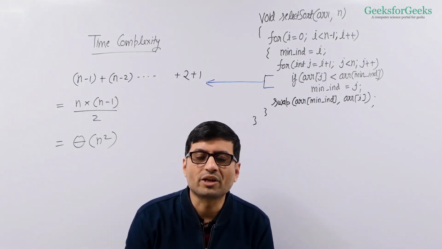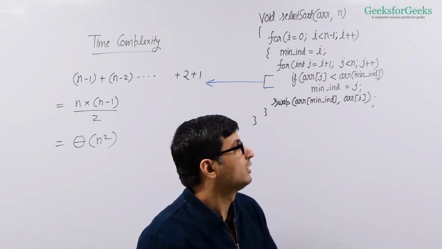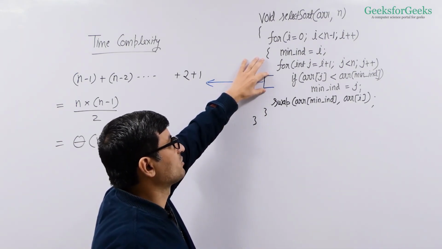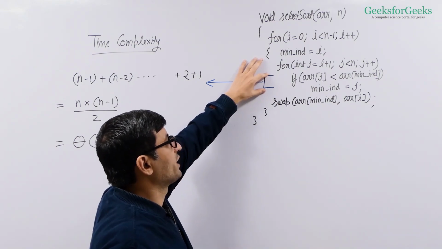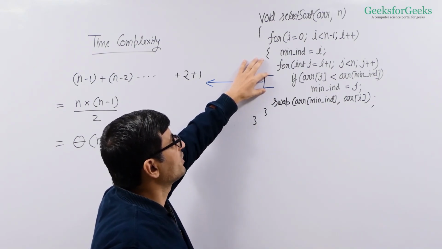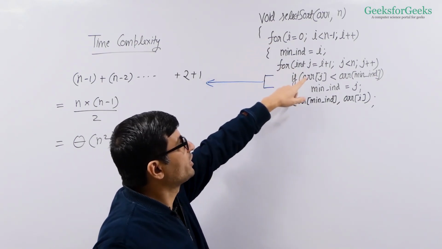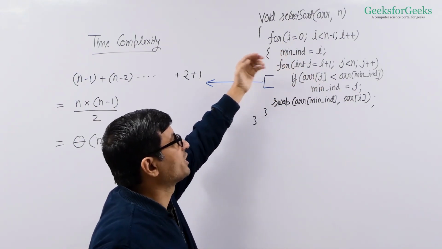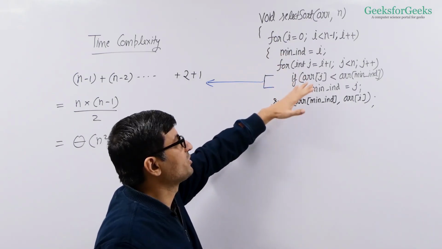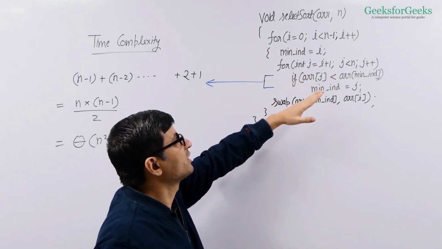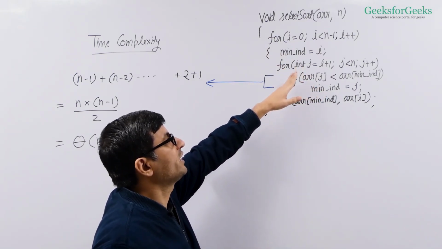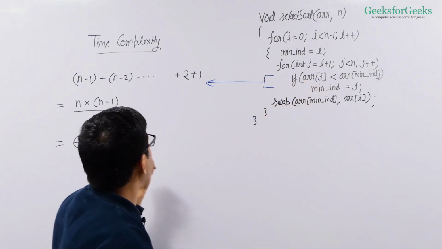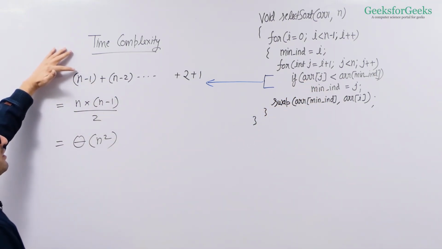Let us now see the time complexity of selection sort. The innermost statement is the statement that executes the maximum number of times. Let's try to find out how many times this is going to execute. When i is 0, this condition is going to be checked n-1 times. When i is 1, it's going to be checked n-2 times. And when i reaches n-2, it's going to be checked only 1 time. So this condition is being checked these many times.